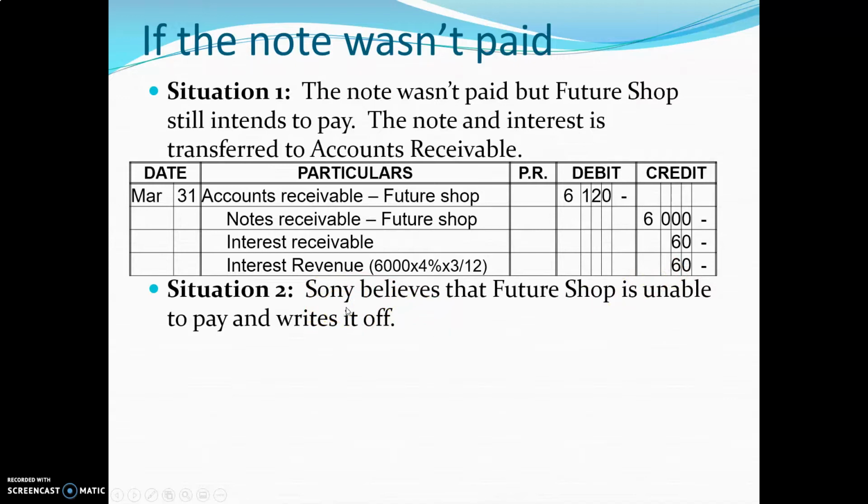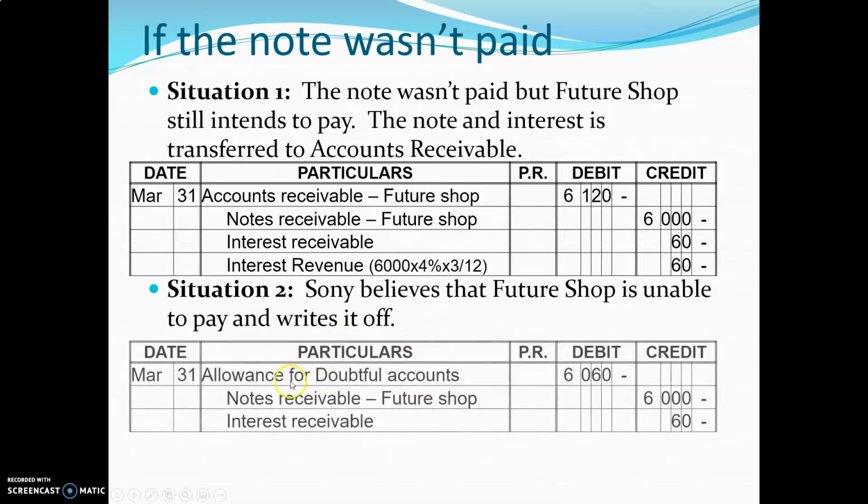What happens here? We believe that FutureShop is unable to pay it off, so we write it off. Try and think about which account we used yesterday. What was it? Well, we have an allowance for doubtful accounts. We don't know just yet that it's gone. We won't expense it, but we do have allowance for bad debts or allowance for doubtful accounts, which comes up.